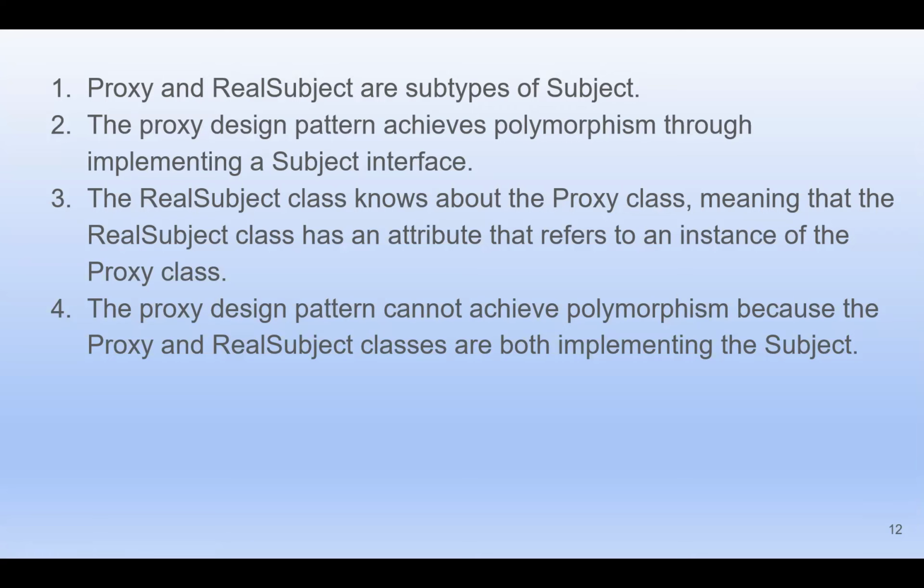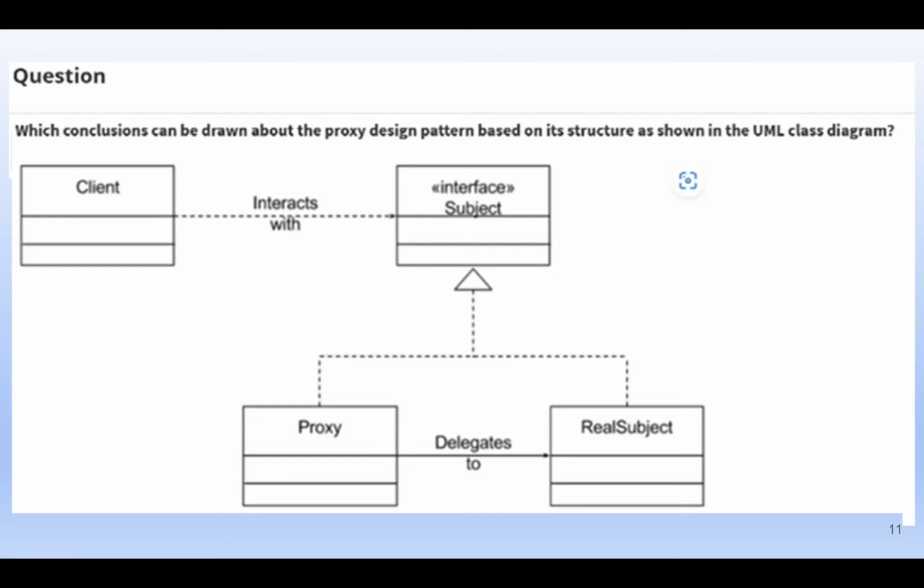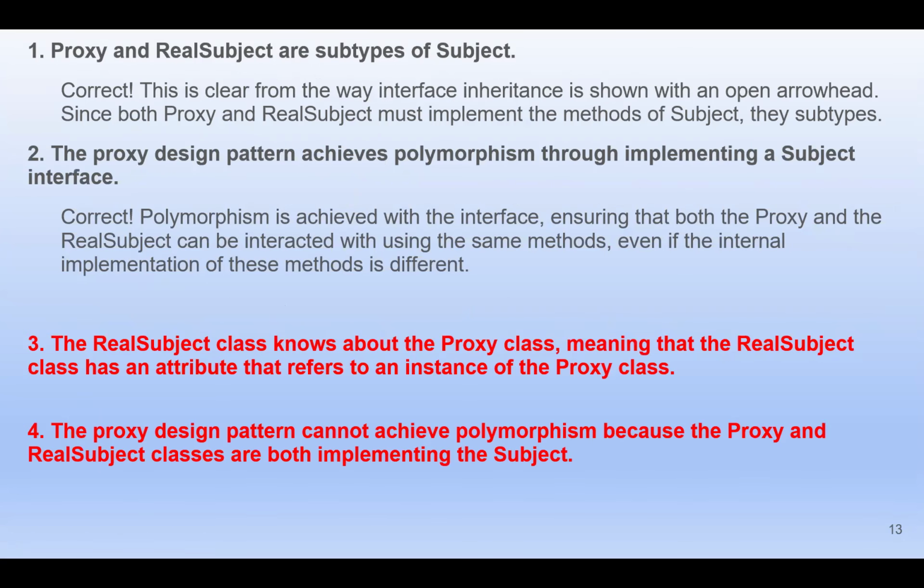In the third one, the real subject class knows about the proxy class. No, the real subject doesn't know about the proxy class. It happens the other way around. The proxy class delegates its actions to the real subject. So these are the correct answers. Basically, the first and second answers are correct, whereas 3 and 4 are wrong.